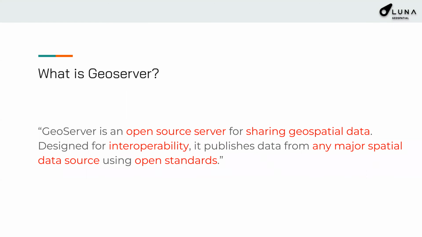That first sentence really encapsulates what Geoserver does. It's basically a way of taking a whole bunch of data that you have and serving it out in a number of different formats. I like the interoperability aspect of this. One of the things we're going to see later on is how we're going to serve something from an Esri server through Geoserver and out, and you actually cache it within the Geoserver as well. It publishes data from any major spatial data source.